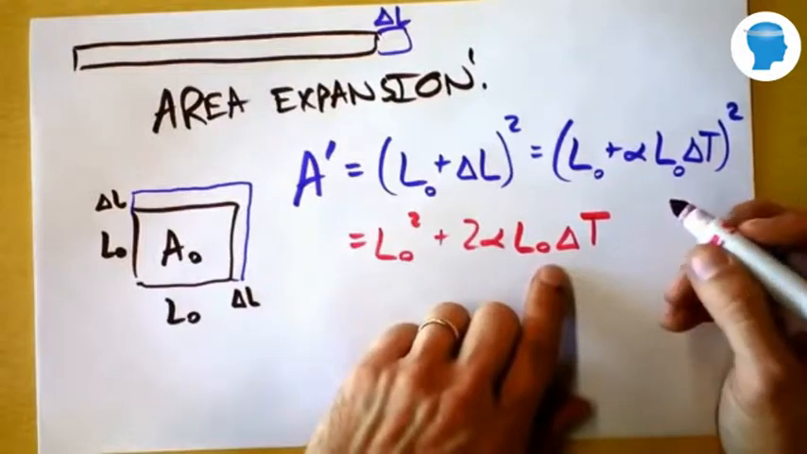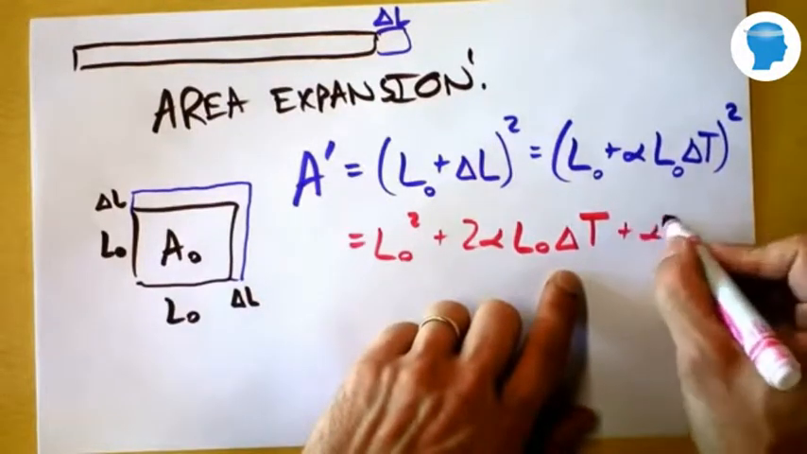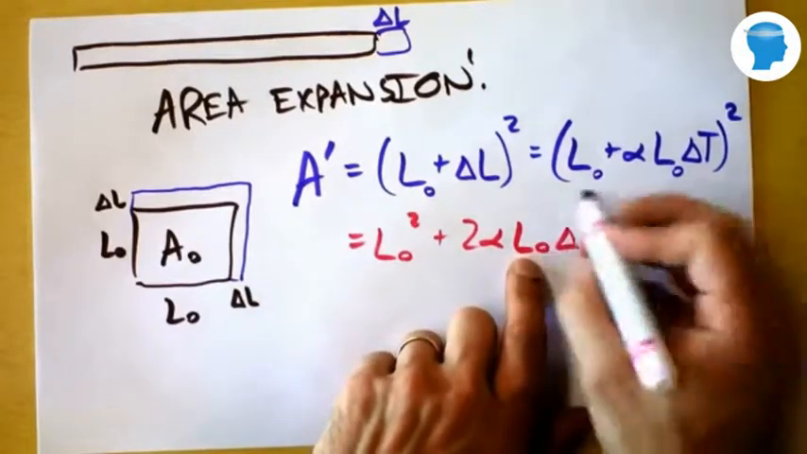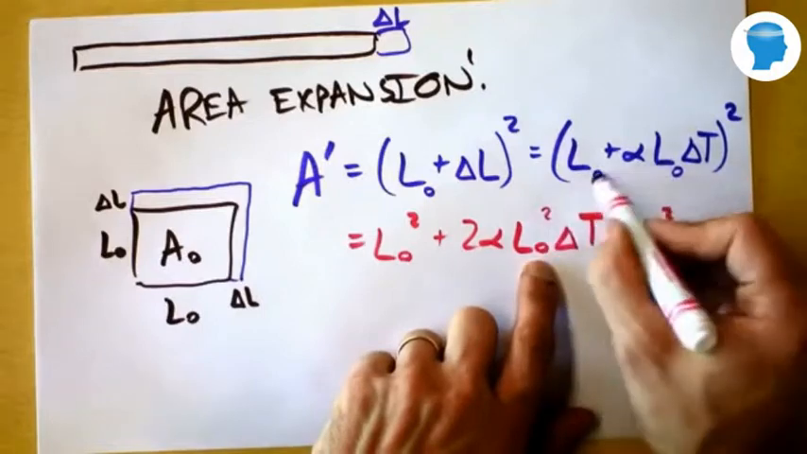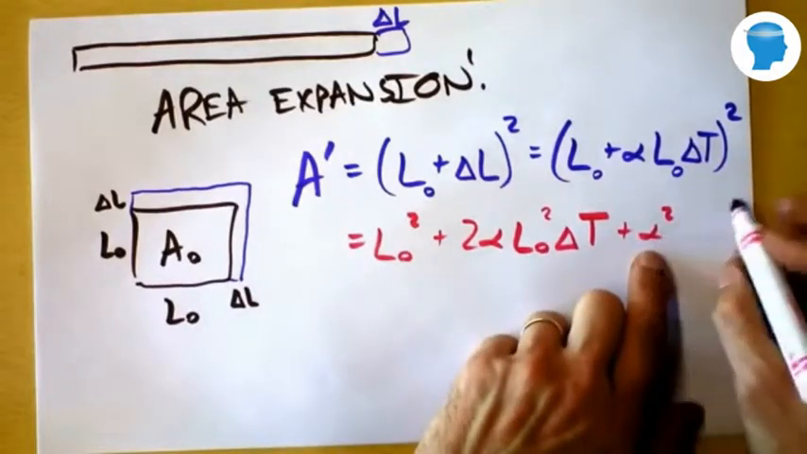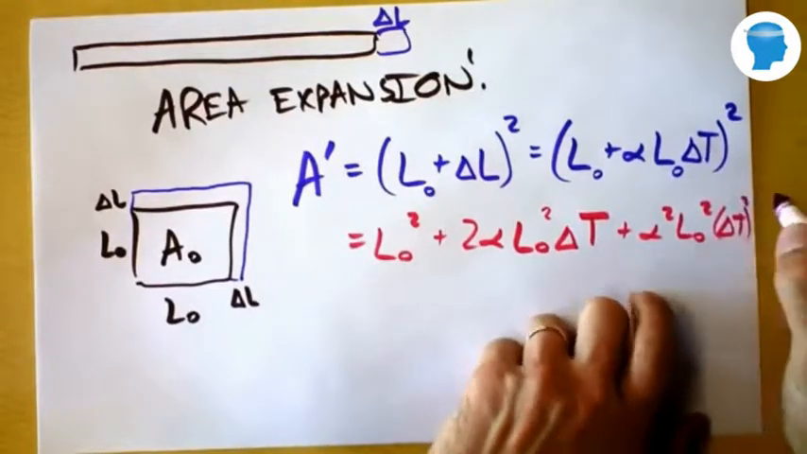And what am I going to have? That stuff there? Yeah, I guess so. And then I'm going to have alpha squared. Wait a second, we need an L0 in here, don't we? We need an L0 squared right here, because we got L0 times that right there. And this is alpha squared times L0 squared times delta T, that quantity squared.